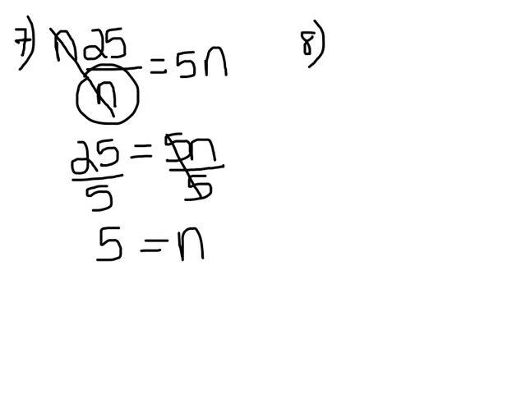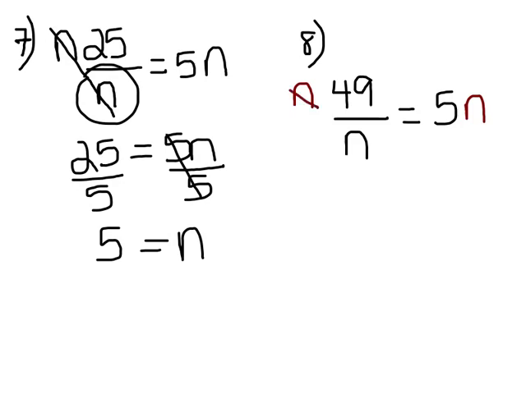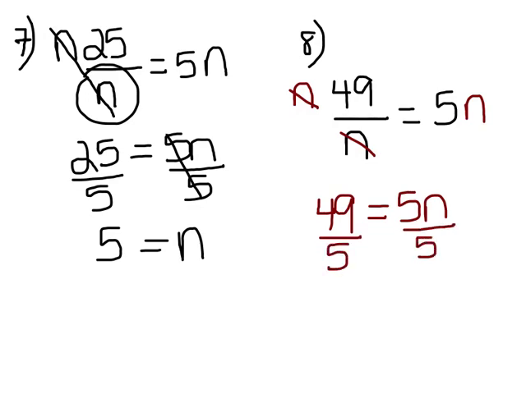In example 8, we're given the same type of problem, except you won't be able to figure this one out as easily. N is on the bottom of a fraction, so what we'll have to do is move this to the right side of the equation. We'll start by multiplying both sides by n. On the left side, an n on the top crosses off with an n on the bottom, and we're left with 49. On the right side, we're left with 5n. Now in order to isolate n, we can divide by 5. N equals 49 over 5.